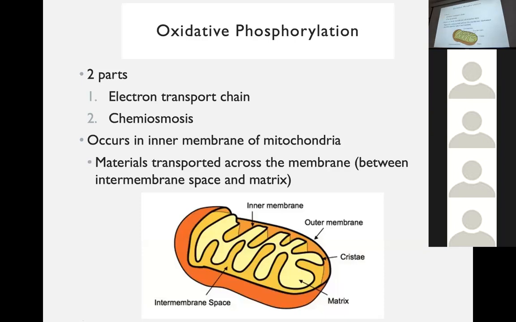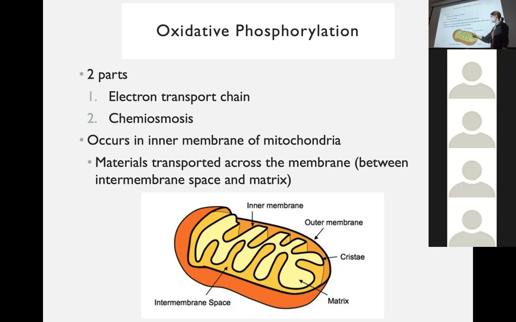So here's a little bit more detail on that inner membrane. The two parts of oxidative phosphorylation are the ETC, or electron transport chain, and chemiosmosis. I'll talk about what each of those is in just a minute. We're in the inner membrane of the mitochondria, like I just mentioned, and we're transporting things across the membrane.